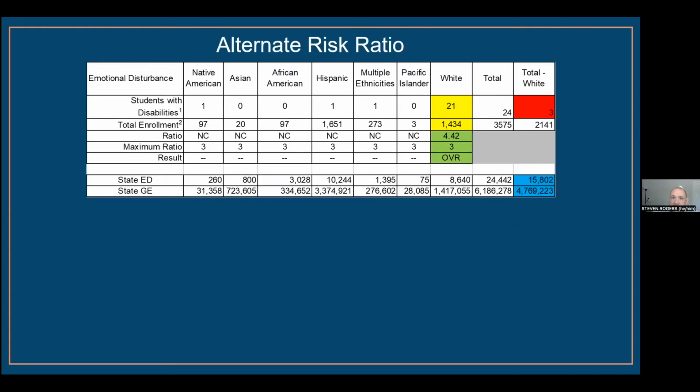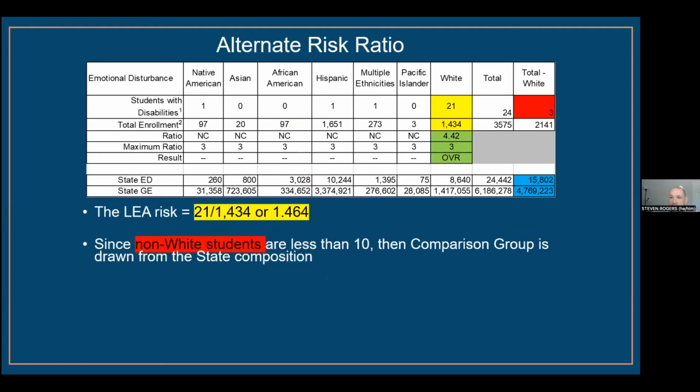All right, so let's look at the alternate risk ratio, what happens when things are too small. So the first step is the same, in this case, white students with emotional disturbance. We want to calculate the risk for those students, which is 21 divided by 1434, gives us 1.464. But when we look at the comparison group at the LEA level, the non-white students with disabilities is less than 10. So that is too small according to federal guidance.